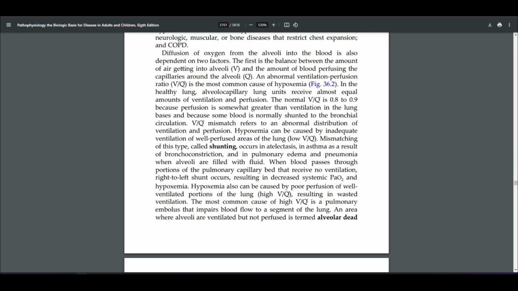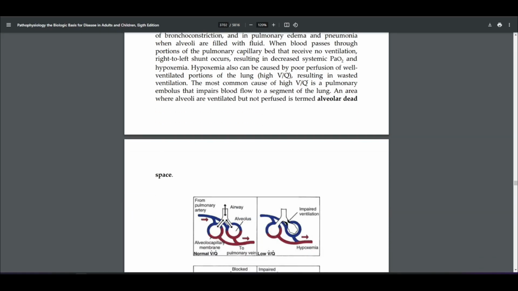Hypoxemia also can be caused by poor perfusion of well-ventilated portions of the lung, a high VQ, resulting in wasted ventilation. The most common cause of a high VQ is a pulmonary embolus that impairs blood flow to a segment of the lung. An area where alveoli are ventilated but not perfused is termed alveolar dead space.